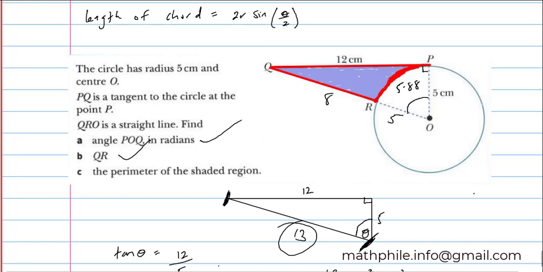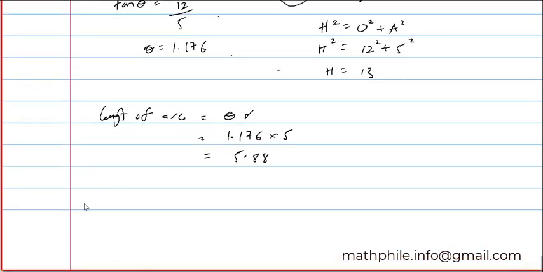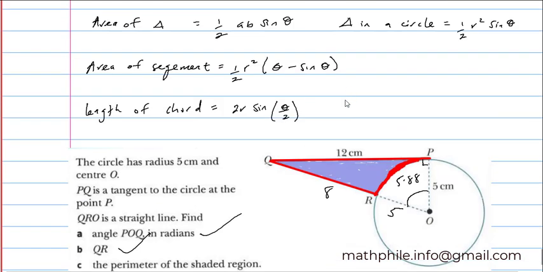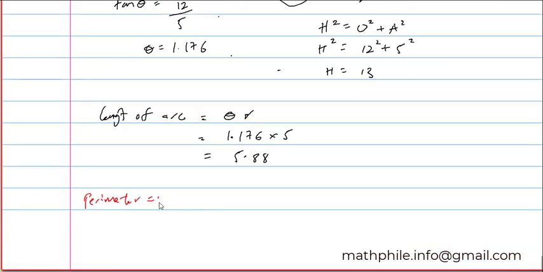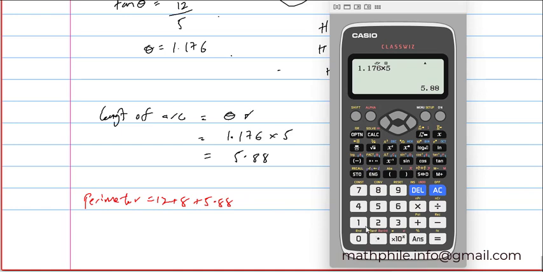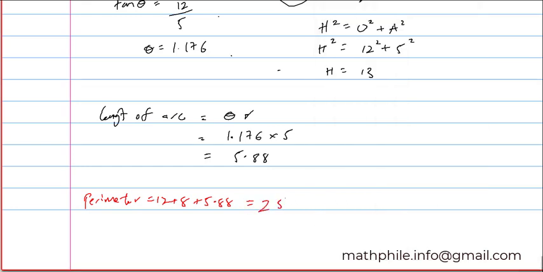If that is the case, then we can say that the perimeter that you are looking for is going to be the lengths we know, that is 12 plus 8 plus 5.88. So 12 plus 8 plus 5.88, and that should give you 25.88. And that answers the question.